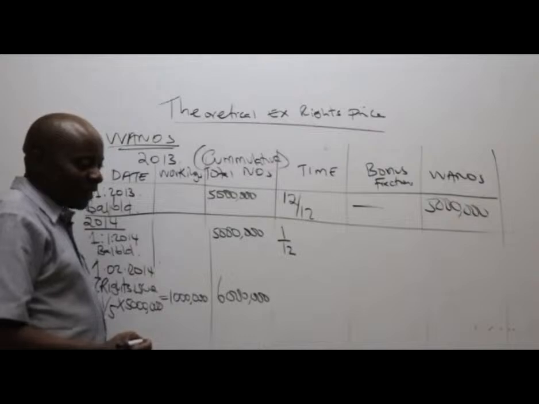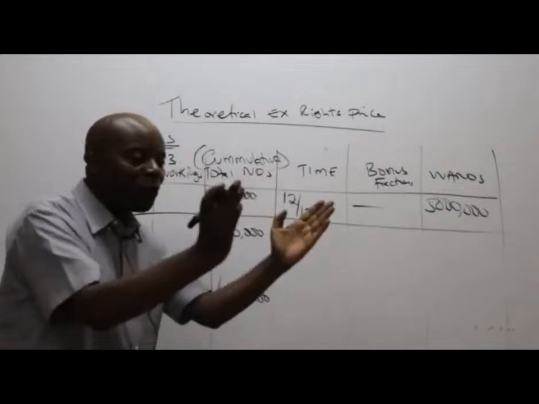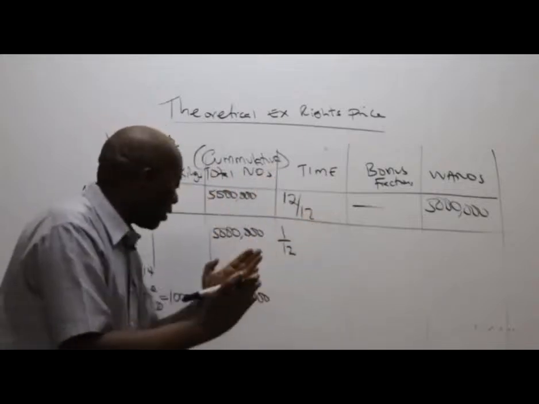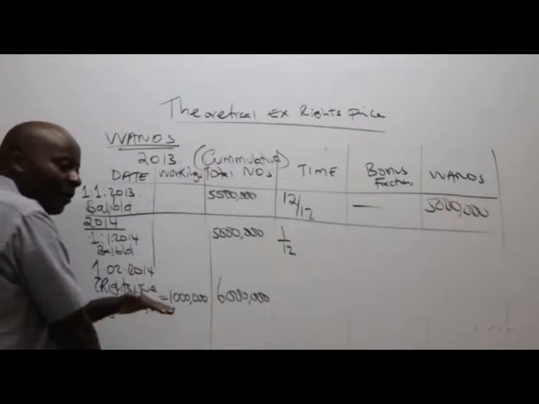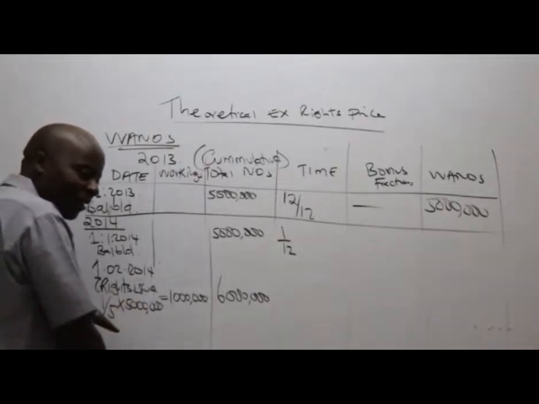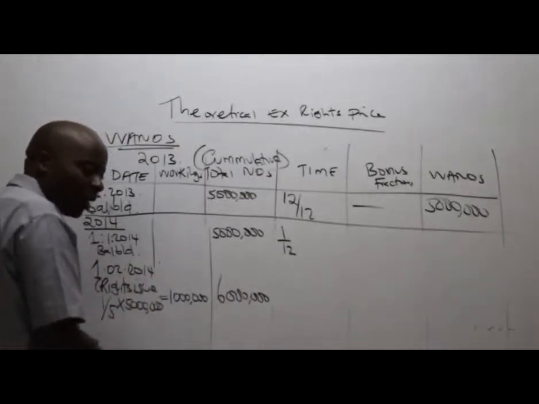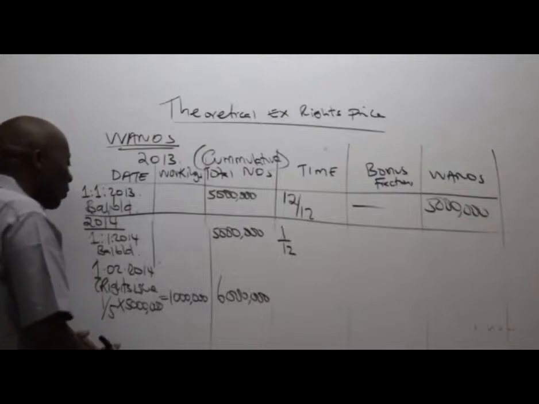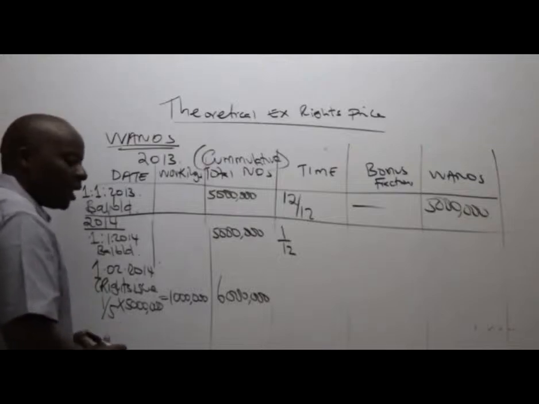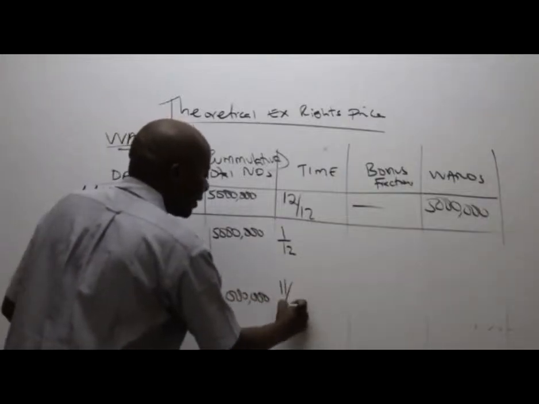1 over 12. And then from there we can see, ladies and gentlemen, quite a wide road leading us from this date to the end of the year. Hakuna mambo yanafanyika hapo katikati. From this rights issue, hatuna new issue of shares, right? So from 1st of February to the end of the year, which is 31st December 2014, how many months do we have? We have 11 months. So it will be 11 months over 12 months.